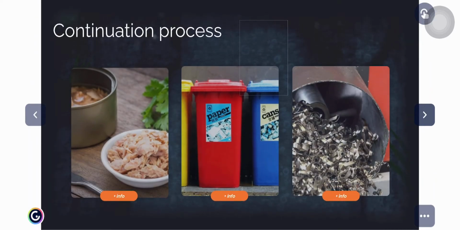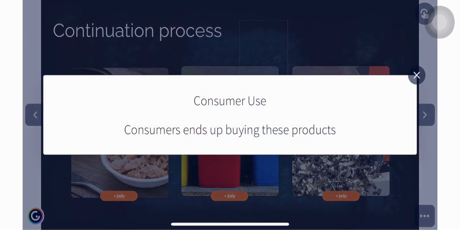Continuation process. The consumer will eat it after buying it and bringing it home. They will pour out the tuna inside and throw away the can. Then the cans will be put into the trash.